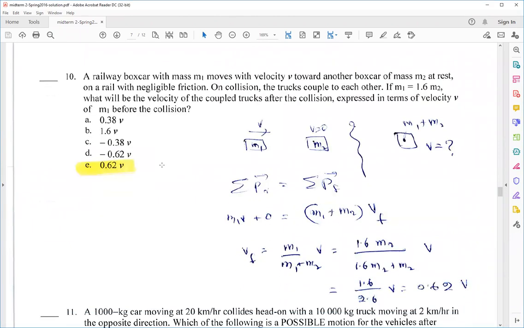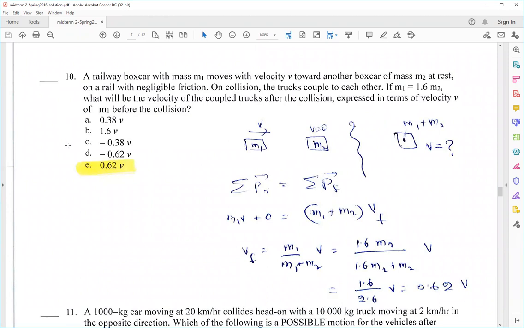We have a railway boxcar with mass m1 moving with velocity v towards a boxcar of mass m2 at rest on a rail with negligible friction. On collision, the trucks couple to each other. If mass 1 is 1.6 m2, what will be the velocity of the coupled trucks after the collision, expressed in terms of the velocity v of mass 1 before the collision?